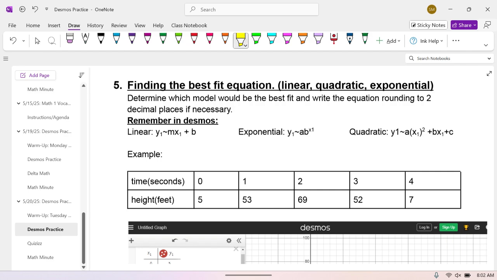So remember, whenever you're doing anything dealing with regression or line of best fit, depending on what it's for, linear, quadratic, or exponential, you got to determine which model fits the best and then round to 2 decimal places if necessary. So remember, this is what you plug into Desmos after you plug in the table. So linear, exponential, and quadratic. All right, these are what you need to memorize.